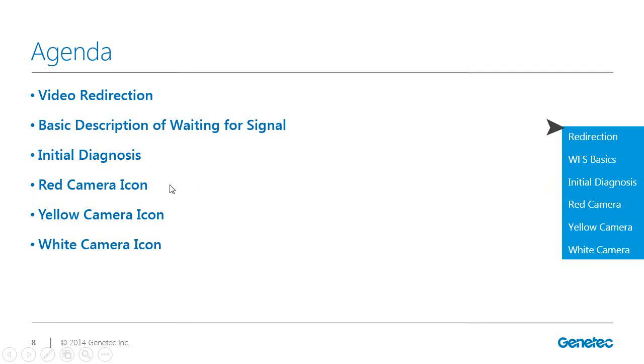The first is when the camera is in an offline state and the icon is red. The second is when the camera is in a warning state and we have a yellow camera icon. And the last is the most common scenario and the one with the most troubleshooting, where the camera is online and the icon is white, but we're not getting any video in the tile.